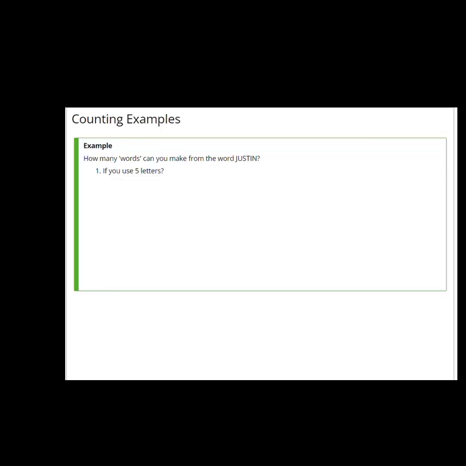Here are some examples. How many words can you make from the letters in the word Justin if you use all 6 letters? In this case, there are 6 choices for the first letter, 5 for the second, 4 for the third, and so on. Indeed, it's 6 to 6 factors, which turns out to be 720 in this case. Suppose we just use 4 letters. Then the answer is 6 to 4 factors, 6 times 5 times 4 times 3, which is 360.